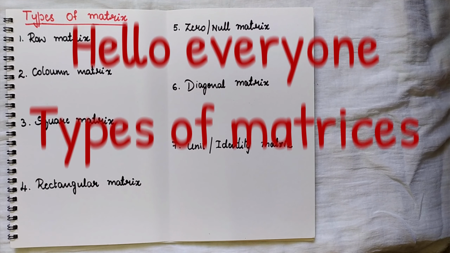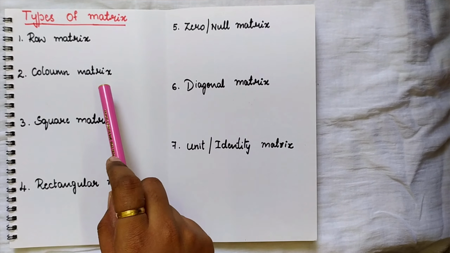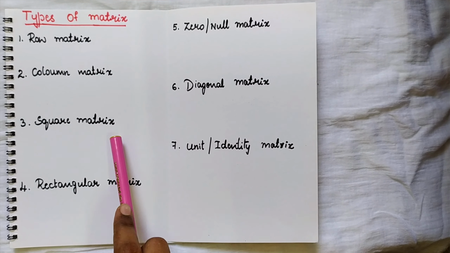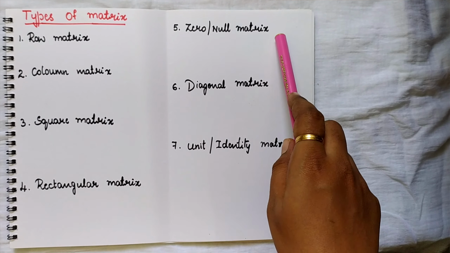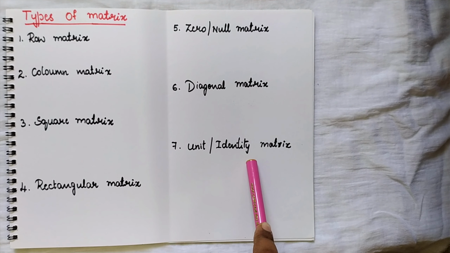Let's move on to the types of matrices. Basically, we have 7 types of matrices: row matrix, column matrix, square matrix, rectangular matrix, zero or null matrix, diagonal matrix, unity or identity matrix. Let us learn one by one.